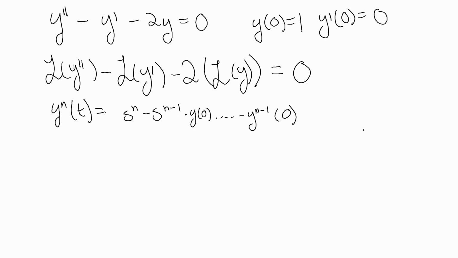For this first one, we have y double prime, so n here is equal to 2. We'll have s squared. Ooh, I'm noticing I missed something here. See, I'm learning too. s to the n is multiplied by Y of s. So s squared times Y of s minus s. This is going to be raised to the 2 minus 1. So that's 1. So that's just s times y of 0.